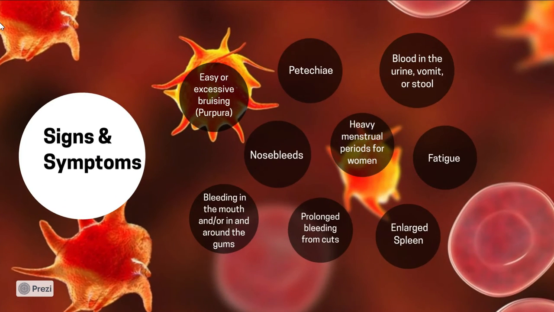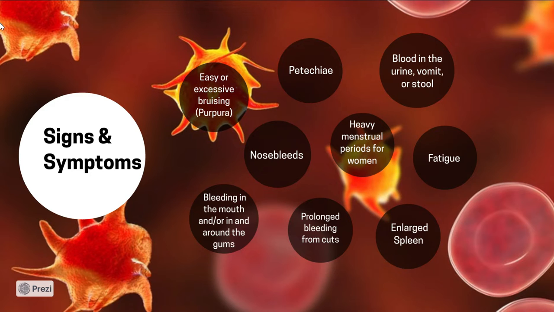Most signs are related to the decreased platelet count. First sign is easy or excessive bruising or purpura. These are the blood leaks under the skin which cause discoloration such as bruising. Second is petechiae, or those tiny red dots on the skin that are a result of very small bleeds, usually found on the lower legs.